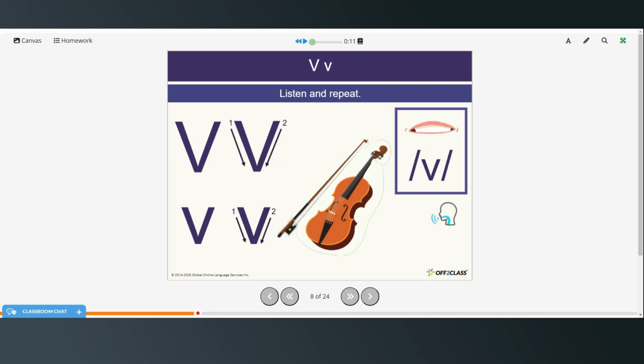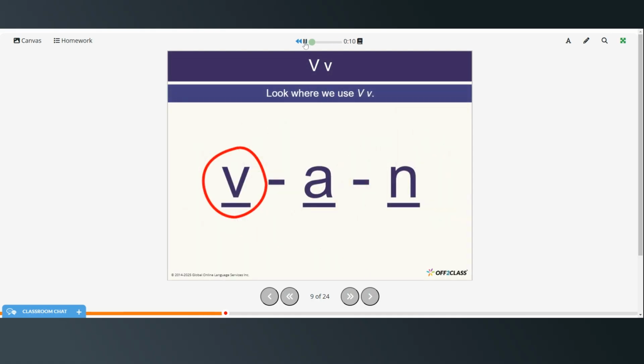All right, now the V sound. So look at how to write the capital V and the lowercase v. Pay attention to the mouth position, your top teeth going to touch your bottom lip to make the V sound. So listen and repeat. V, v, v. Violin. V, a, n. Van.